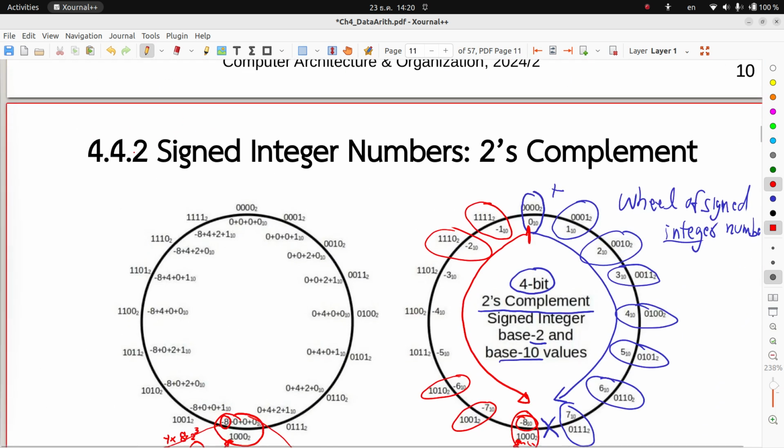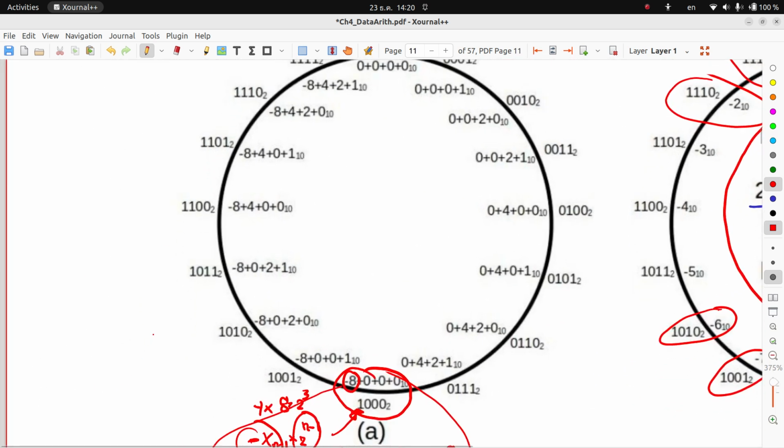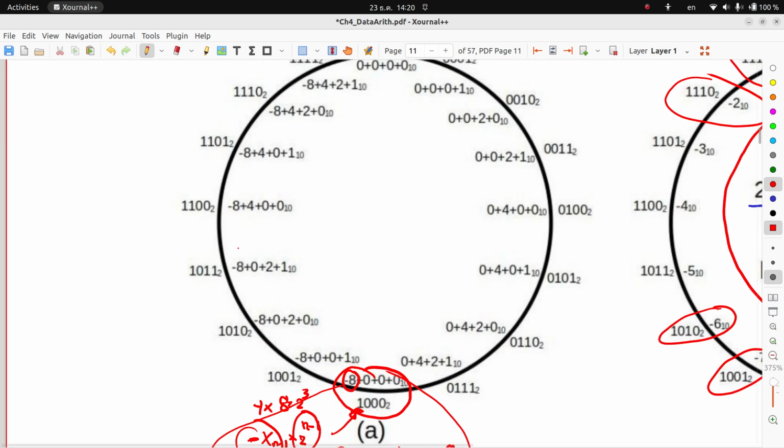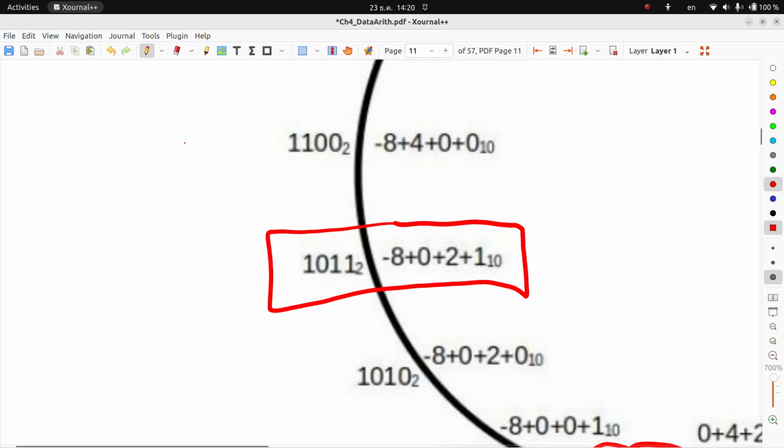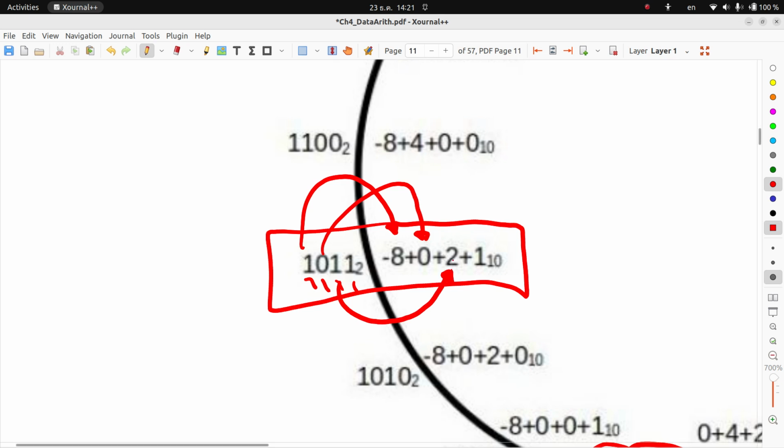Alright? Now let's go back here. Let's try this one: 1 0 1 1. The first one corresponds to minus 8. 0 corresponds to 0 here. This one corresponds to plus 2. This one corresponds to plus 1. So it's basically minus 5 base 10.